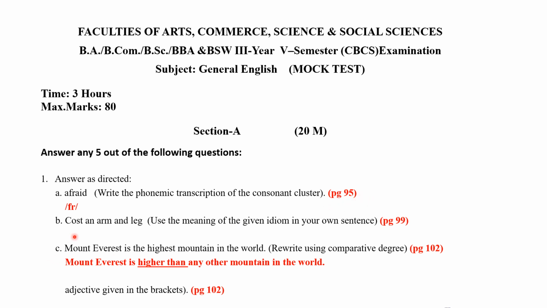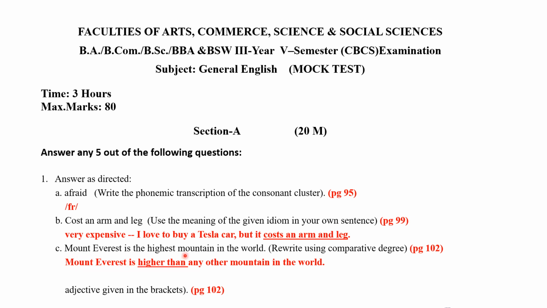Okay. Then B, cost an arm and a leg. Use the meaning of the given idiom in your own sentence. Again, it's given on page number 99 and the idioms are there. And what is the meaning of cost an arm and a leg? It is very expensive. And the sentence: I love to buy a Tesla car, but it costs an arm and a leg. That means it's very expensive. So you have to write the meaning as well as the sentence.